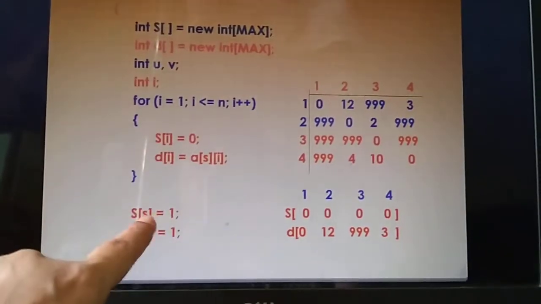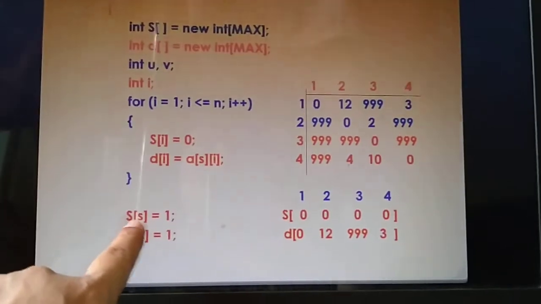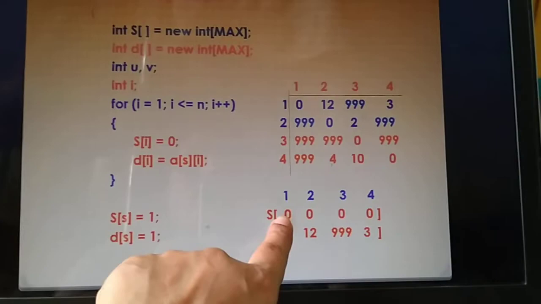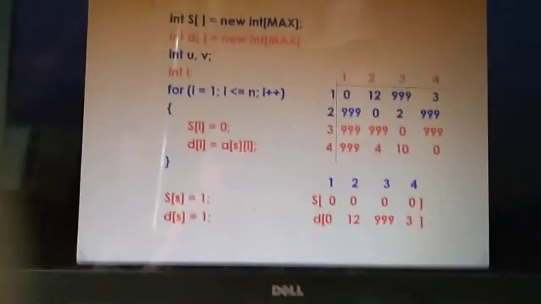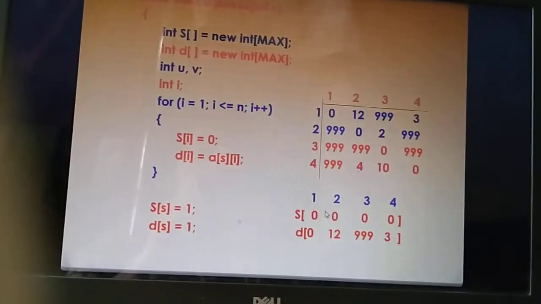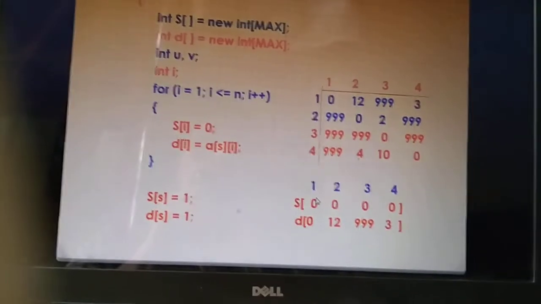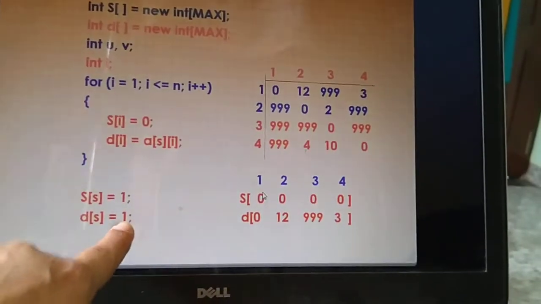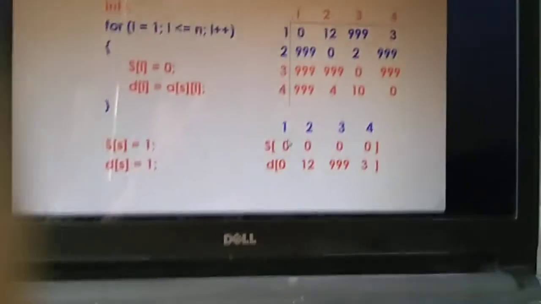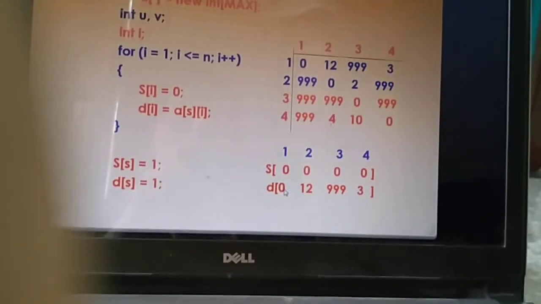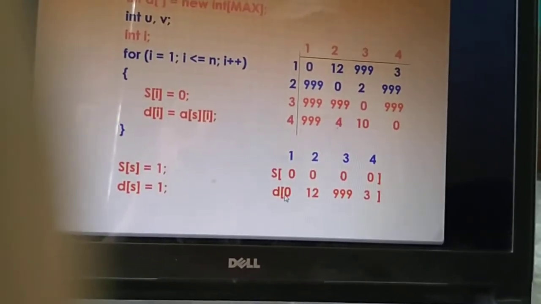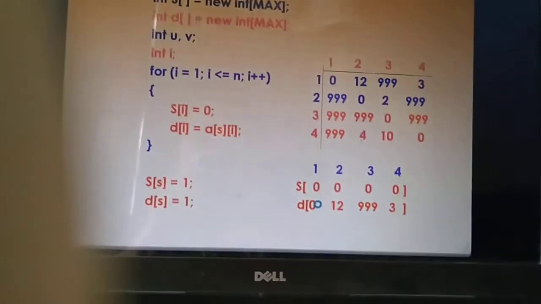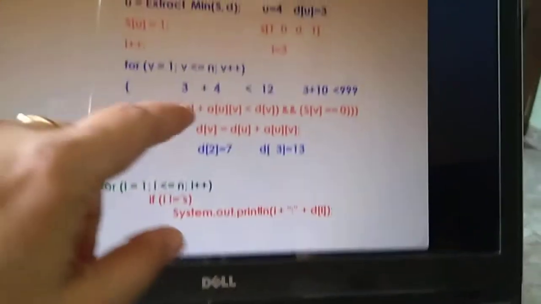Then after that, S of the source vertex, meaning visited or not, I am making it 1. That means this will become 1. Getting my point? And the distance of the source also I am making 1. Both of them will become 1. That is the initial declaration that I have taken here. See here, I have changed it to 1.